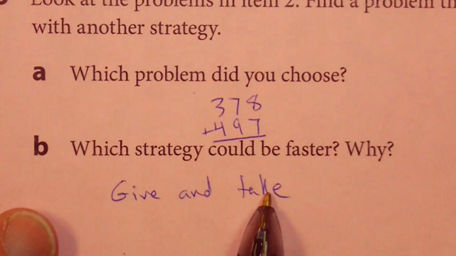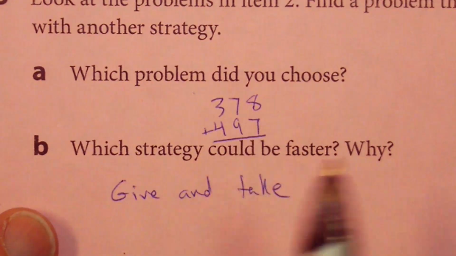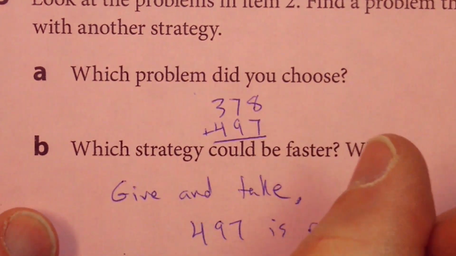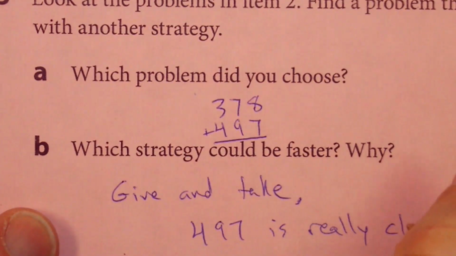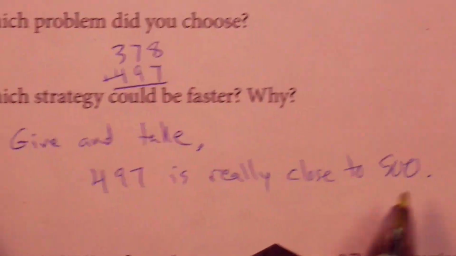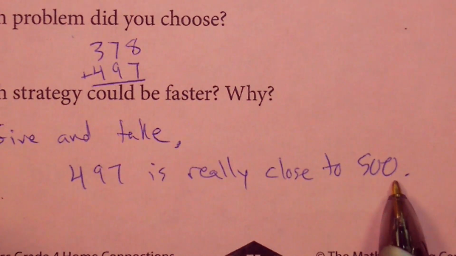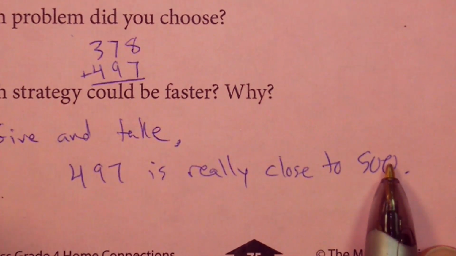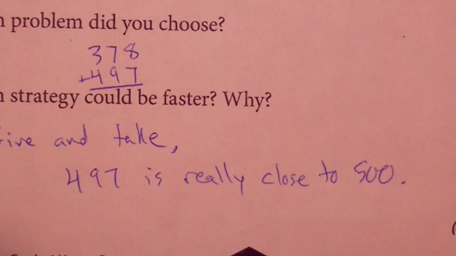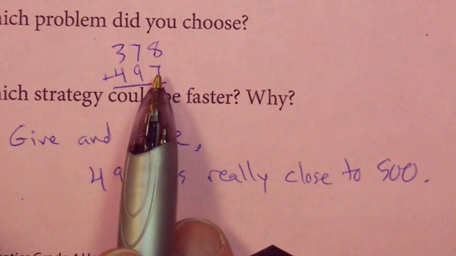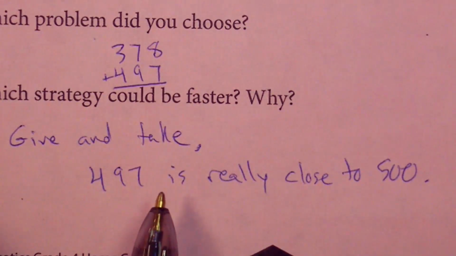Now the reason why would be that 497 is really close to 500. And you could get more detailed than that: 497 is really close to 500, which is a very friendly number, and you could write that in. It's a really easy number to work with. But that's maybe the only reason I would do a give and take, because you can easily give and take to find numbers that you can combine very fast.